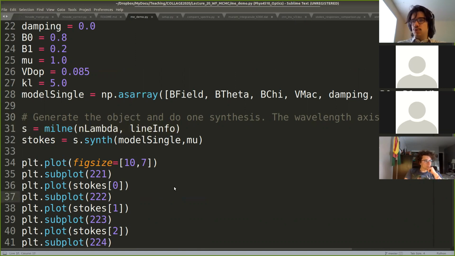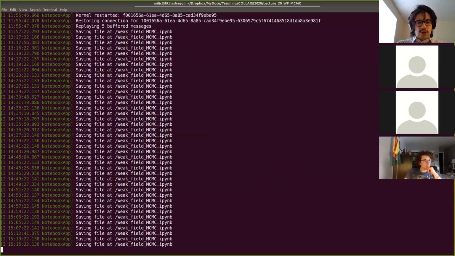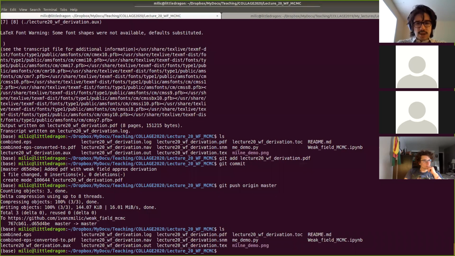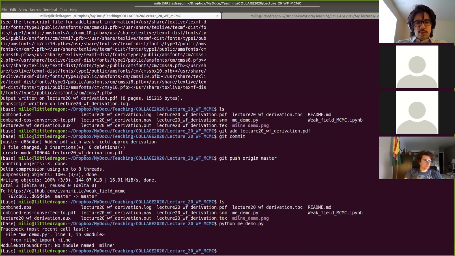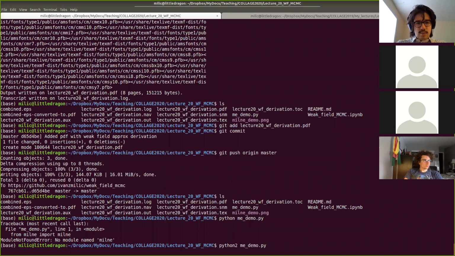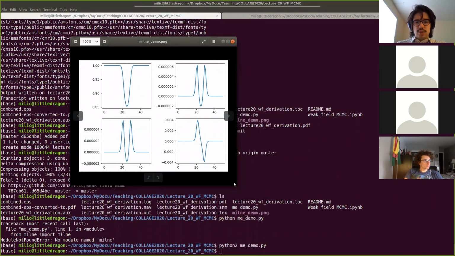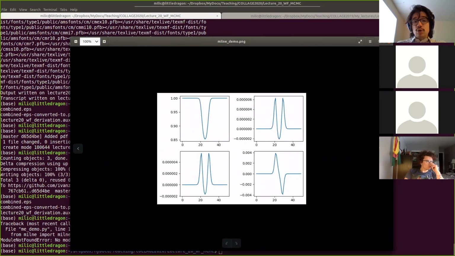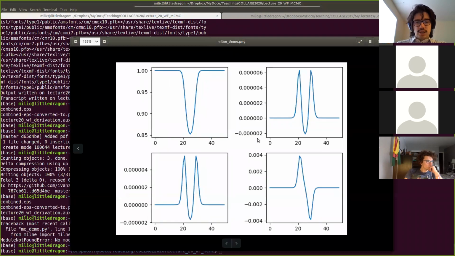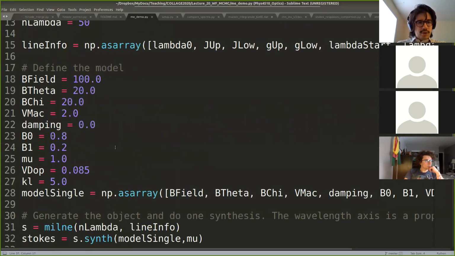And what we can do now is we can just run that. If I just run the Milne-Eddington demo, I have to do Python 2, me demo. It's going to run something, and now I can open the image, and here it comes, and you get the Stokes profiles corresponding to your model atmosphere.